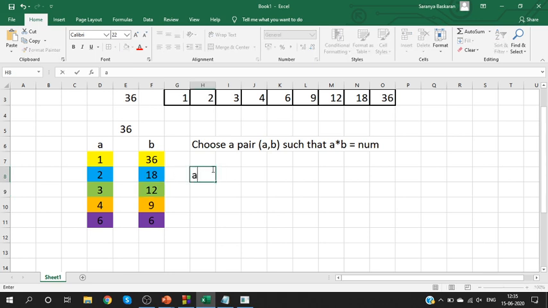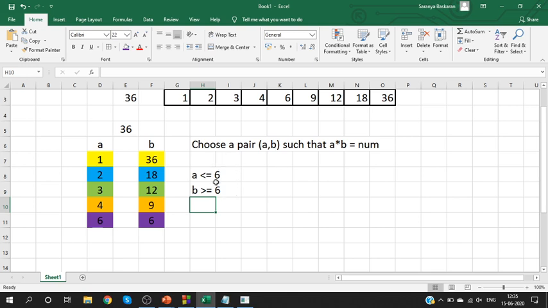All the factors in A are less than or equal to 6, right? All factors in A are less than or equal to 6 and all factors in B are greater than or equal to 6. This is a common understanding from this data. A values are less than or equal to 6, B values are greater than or equal to 6.